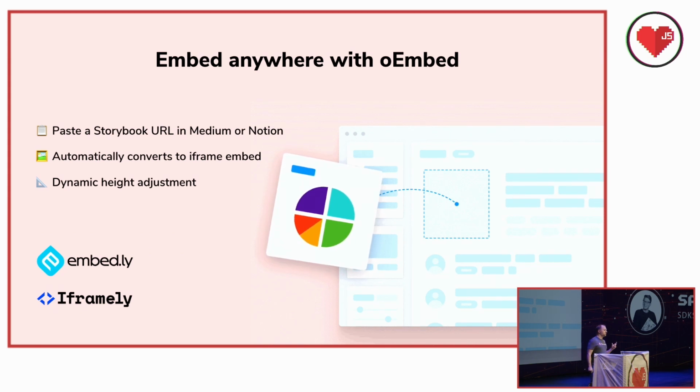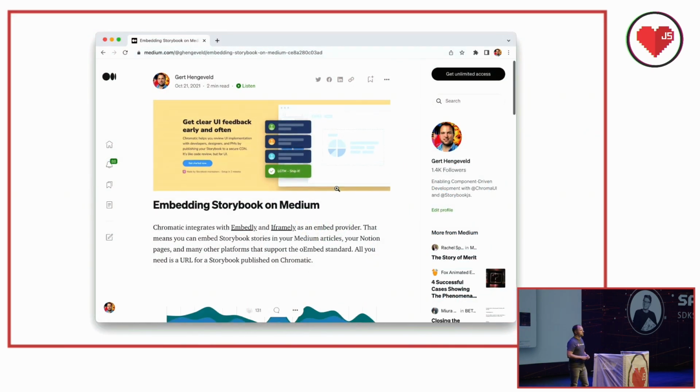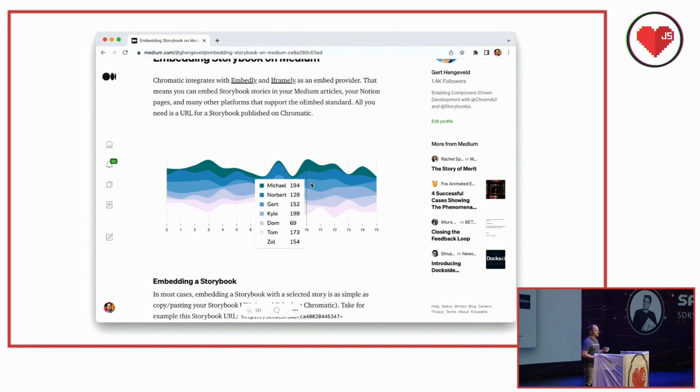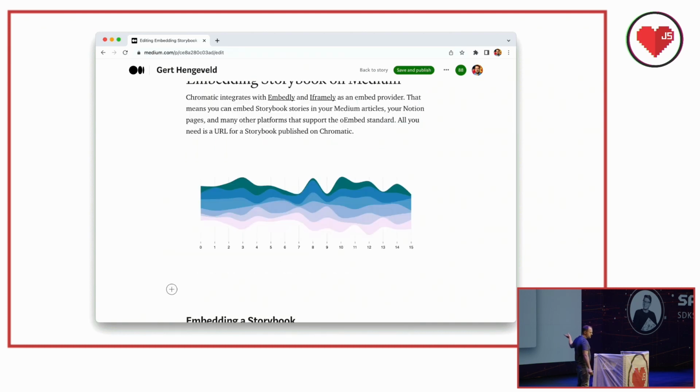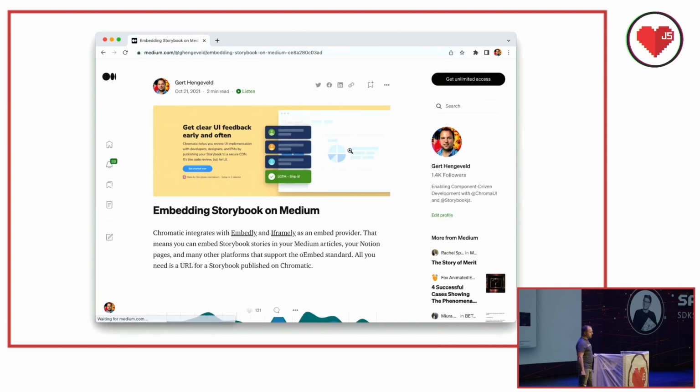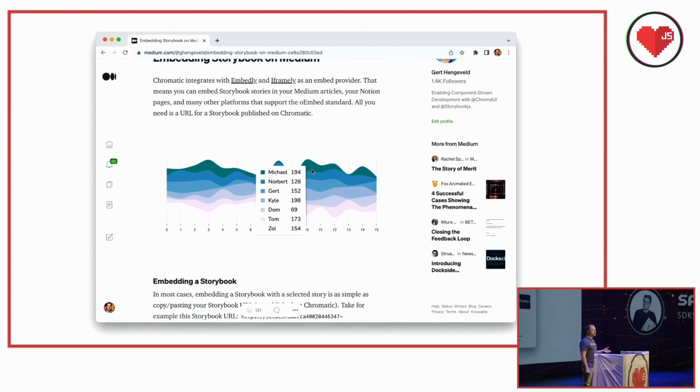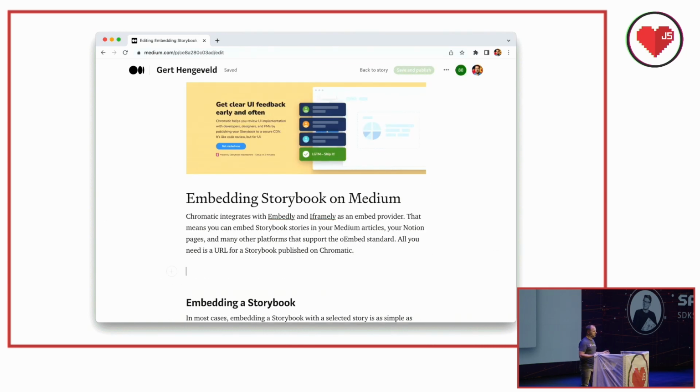For example, a button is like 40 pixels tall or 60 pixels tall, but an entire page might be 1200 pixels tall. It would be convenient if the iframe would dynamically scale along with that. So this is what that looks like, for example, on Medium. Let me scroll. So here, I'm authoring a blog post. I'm pasting a URL, press enter, and bam, I have a live interactive story in my Medium blog post. So imagine the possibilities. You could do anything with that, right?